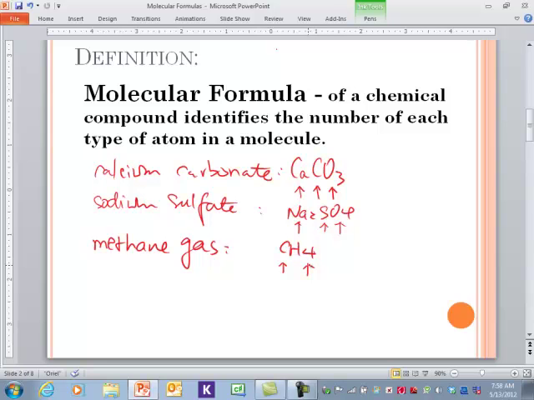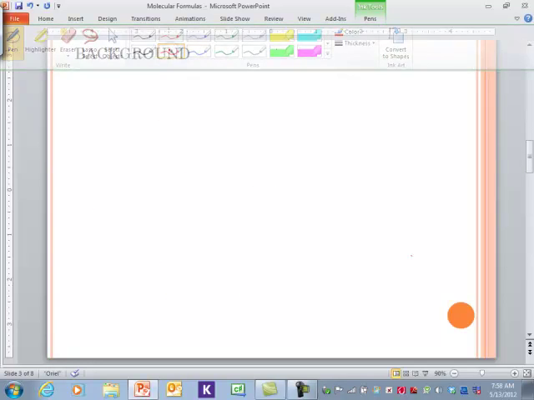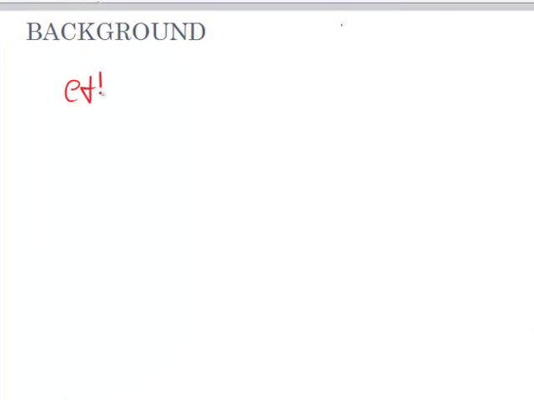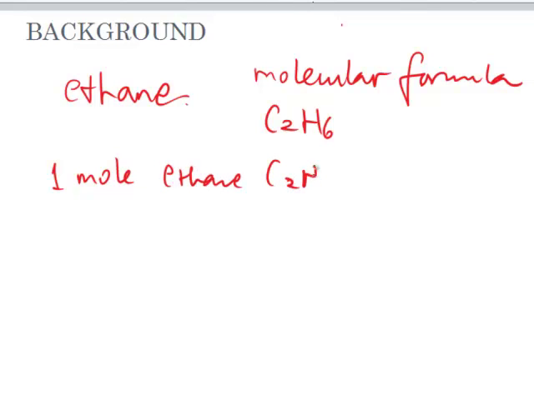And if you do the proper empirical formula calculations, they actually match up perfectly with this. And in those cases, the empirical formula and molecular formula are perfectly aligned. But if you move on to some other compounds, the situation is going to get a little bit challenging. The compound we're going to explore here is ethane. It's also a very common gas, and the molecular formula will be C2H6, which means in 1 mole of ethane, you should have 2 moles of carbon and 6 moles of hydrogen.